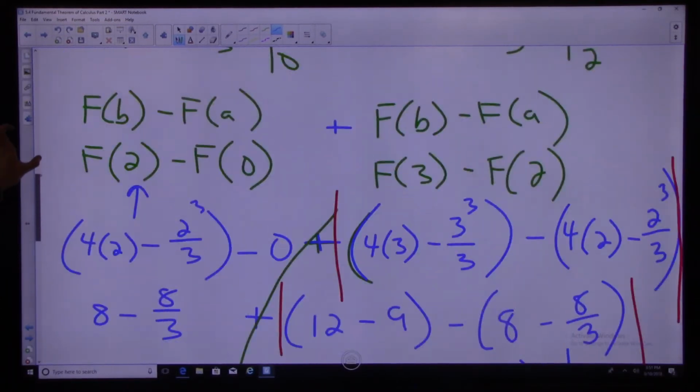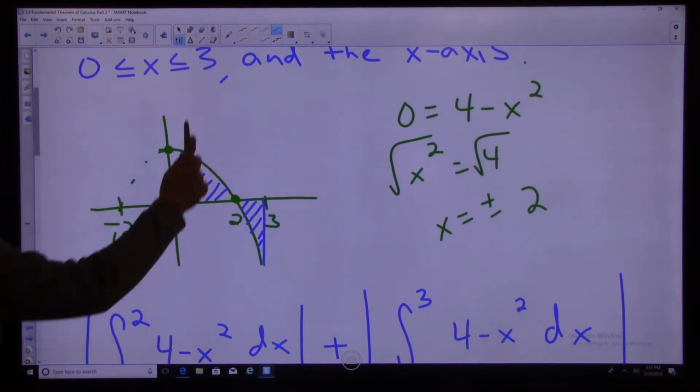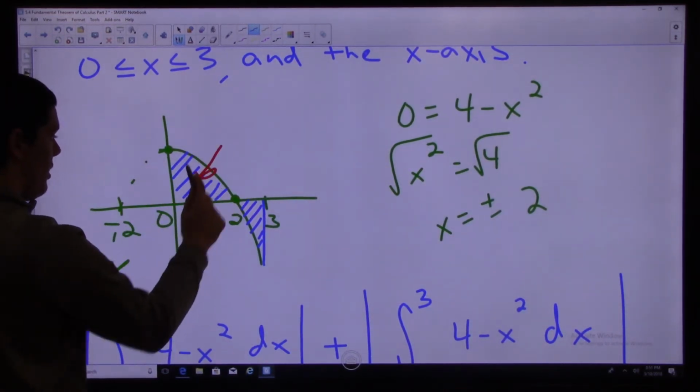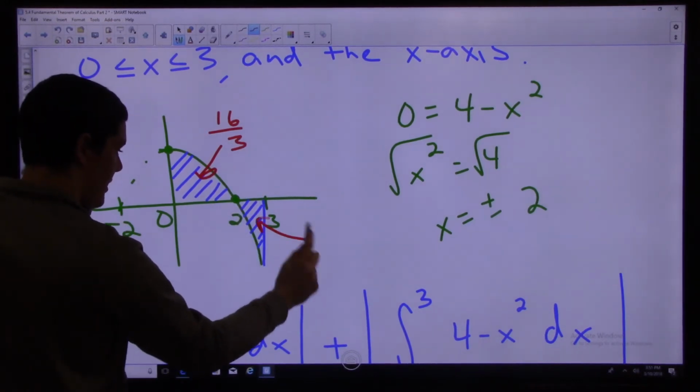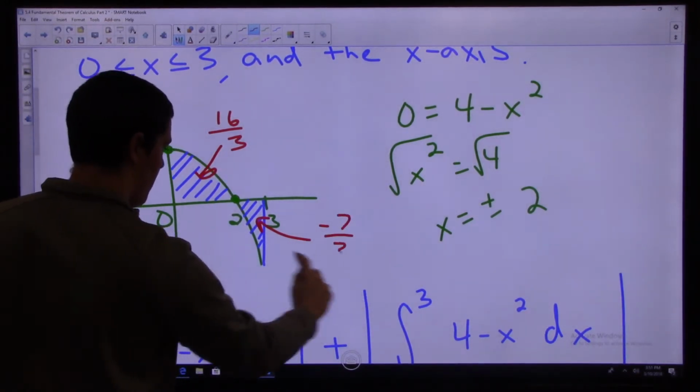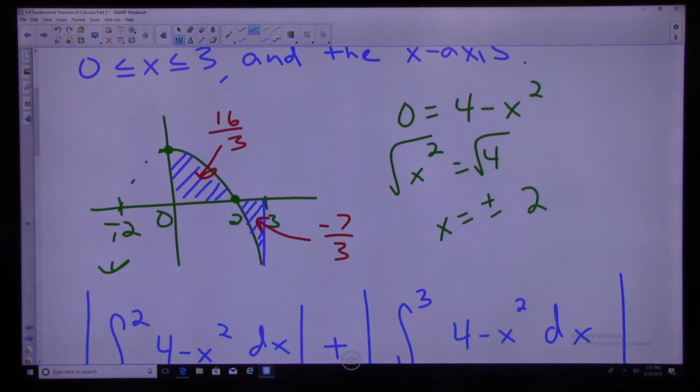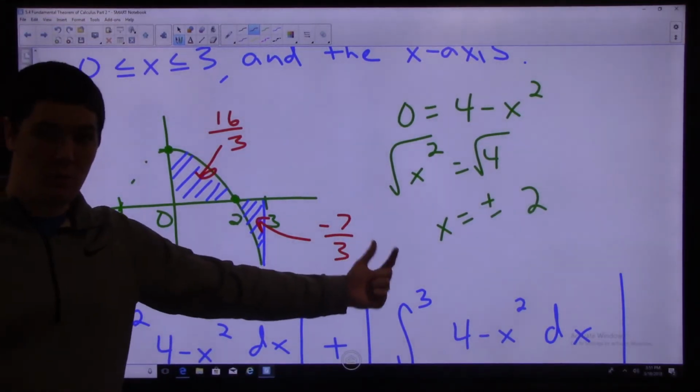So what we found here, let me go all the way back up here and let me label this. So that area was 16 thirds. This area is technically negative 7 thirds. But if they want the area under the curve, the area between the curve and the x-axis, you need to make both of those positive and add. All right? So take the absolute value is what we mean.